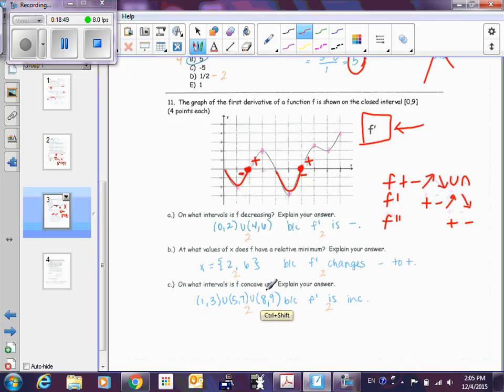And then concave up. Okay, normally for concave up, we'd go because f double prime is positive. But if we look right here, I can see that f prime is increasing. I need to use that because, again, they gave us the graph of f prime. So where is f prime increasing? Where is this graph increasing? Okay? Any questions about that?